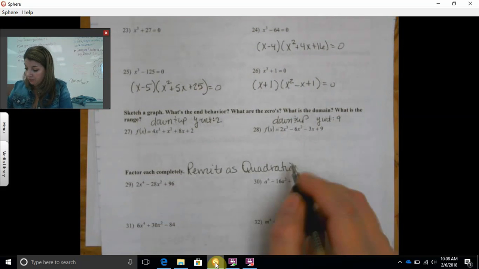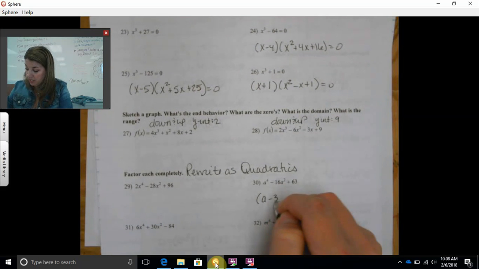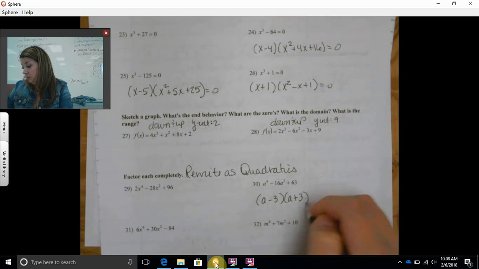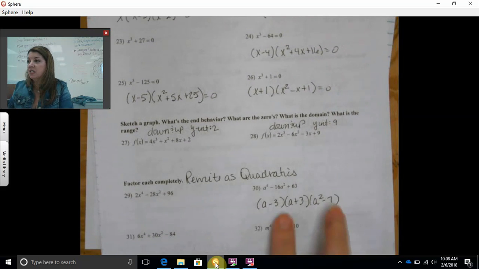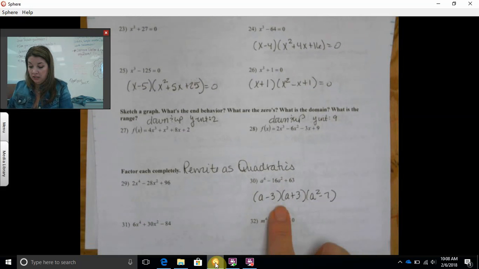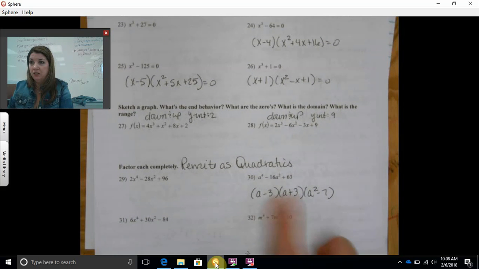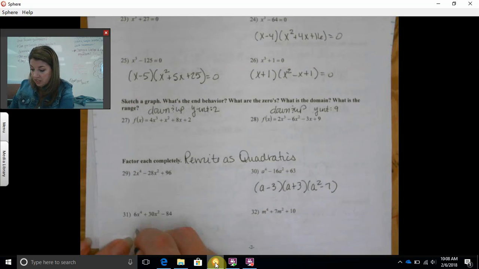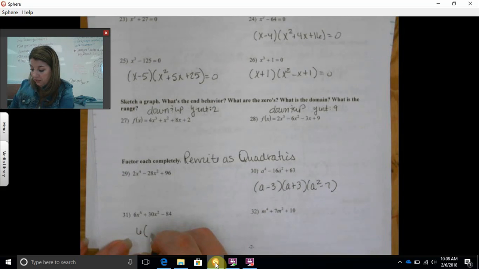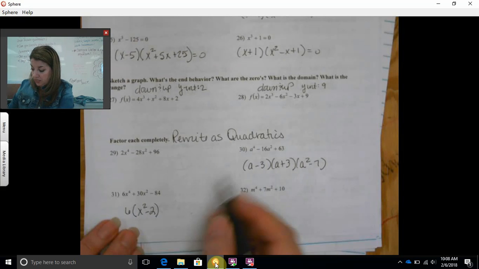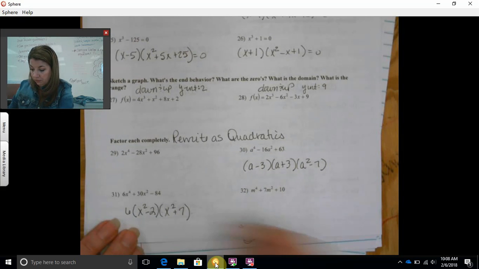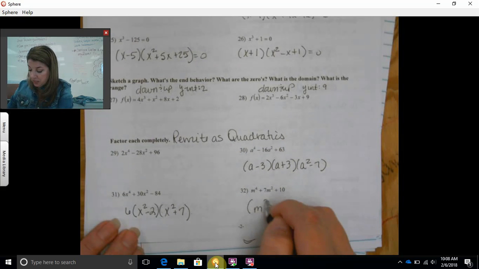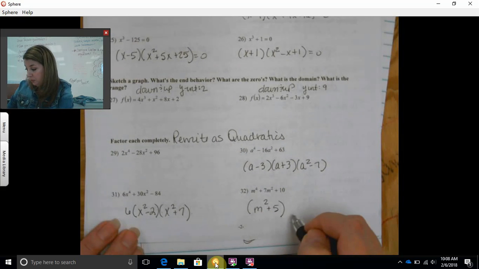The answer to 30 is a minus 3 times a plus 3 times a squared minus 7. So obviously when you factored in that factor, you got a difference of 2 squares and can factor it further. That's what I'm seeing there. 31 is 6 times the quantity of x squared minus 2 times the quantity of x squared plus 7. 32 is m squared plus 5 and m squared plus 2.